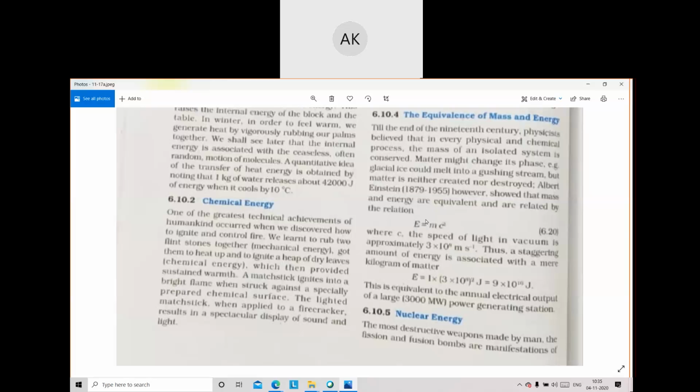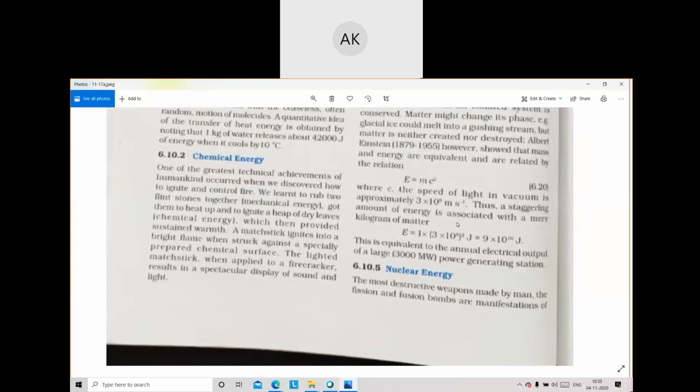So even though the decrease in mass is very small, when it is multiplied with the square of the velocity of light, a very huge amount of energy is released. So that is mass energy equivalence. Mass can be converted into energy. Similarly, energy can be converted into mass also. Understand? This one you have to study very well. Okay, very important.